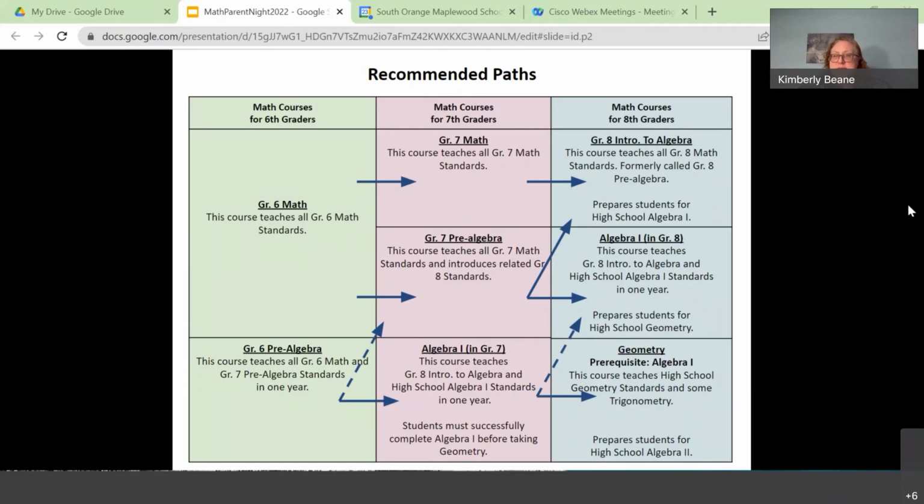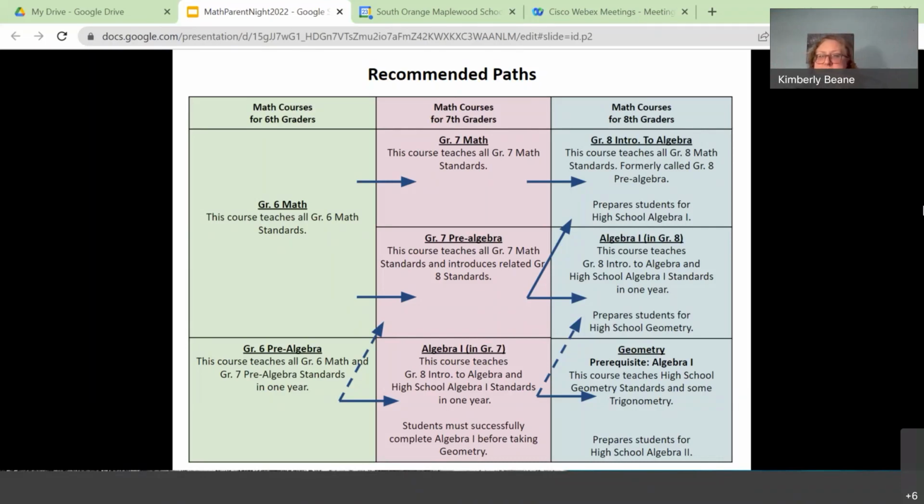If my 7th grader is taking grade 7 pre-algebra now, and I know she has to take algebra 1 in 8th grade, would she be able to take geometry? Yes, Mr. Misbodine answered that. Yes, you can take that in the summer.